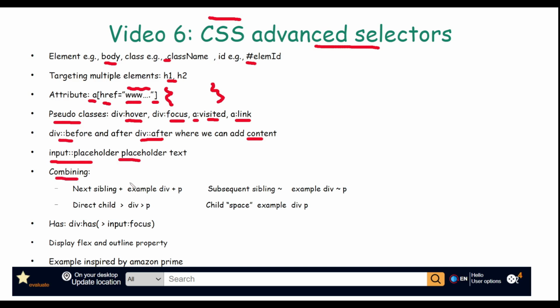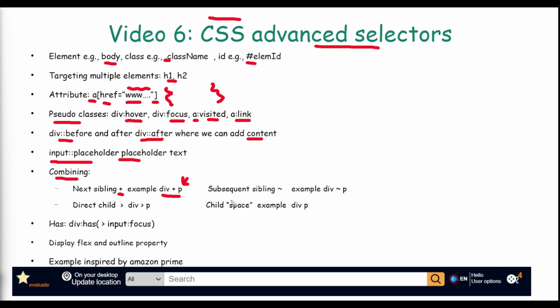Then we will see how we can combine selectors using combining operators. So for example, here we have the plus operator, and this operator will help us to select the next sibling. So if we wrote, for example, div plus p, that means here we are targeting every p element, so the second element, which is preceded by the div.